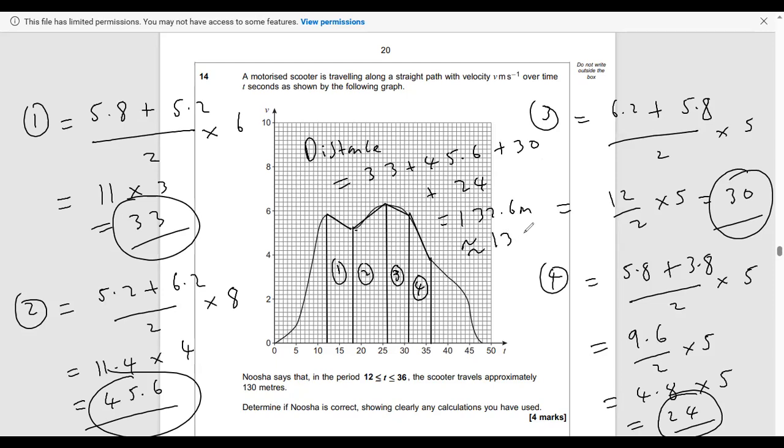So it's approximately 130. So therefore, to me, Nusha is approximately correct. So we would say with this one, it does travel approximately 130 meters. So Nusha is correct. So that's how you would do that one. You just want to get an estimate for the area under your curve, and that area is going to be your distance traveled, which in this case is approximately 130. That's how you'd answer this question 14 from the paper 2 exam from 2021 in the mechanics section of the AQA paper.